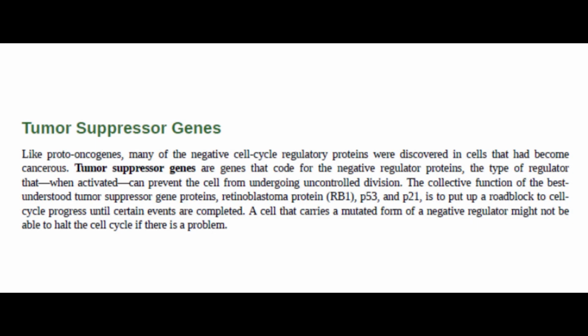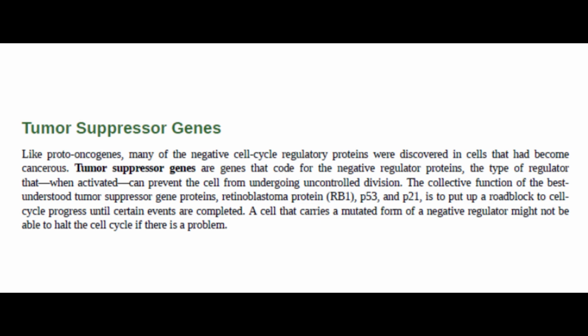Tumor suppressor genes. Like proto-oncogenes, many of the negative cell cycle regulatory proteins are discovered in cells that have become cancerous. Tumor suppressor genes are genes that code for the negative regulator proteins, the type of regulator that, when activated, can prevent the cell from undergoing uncontrolled division.